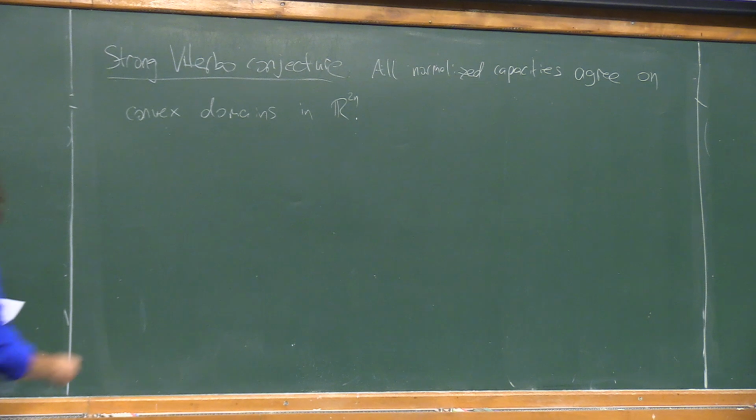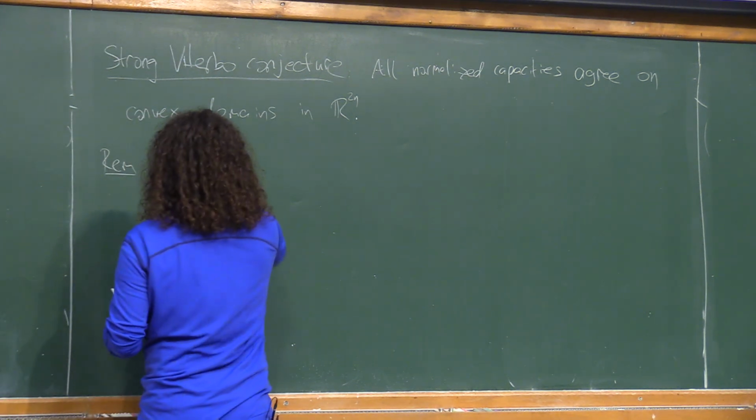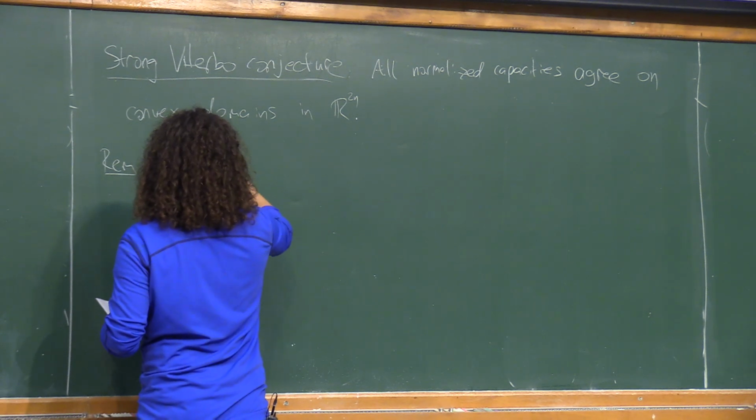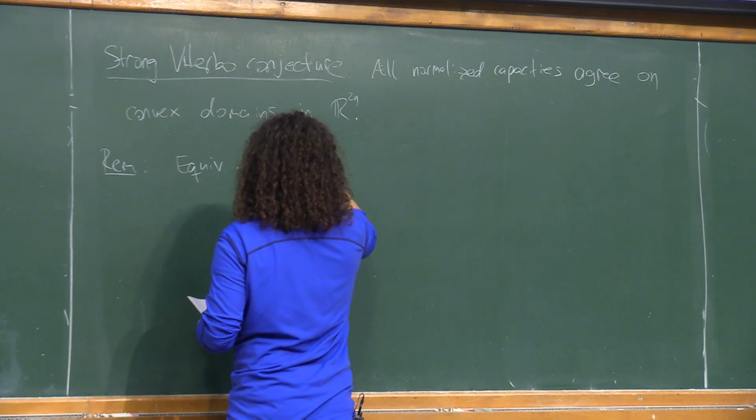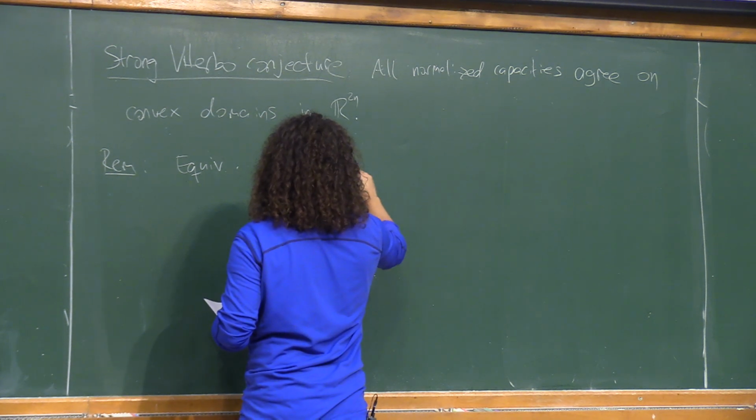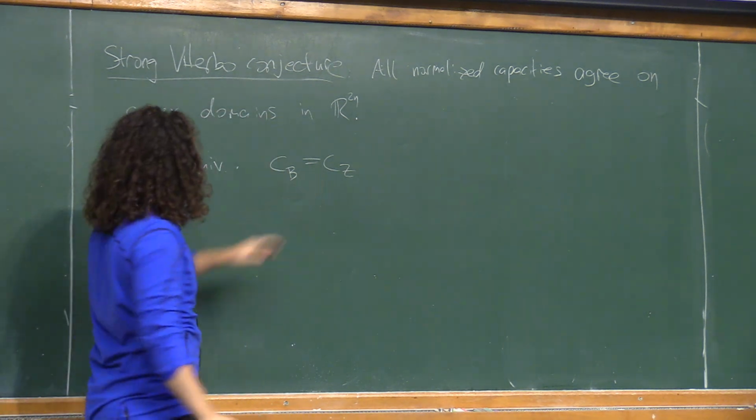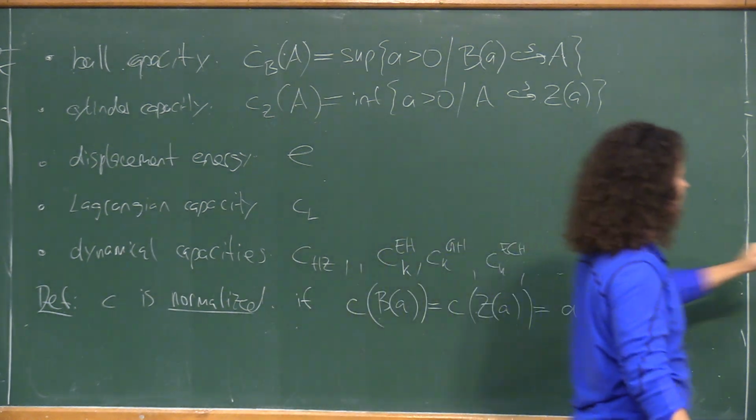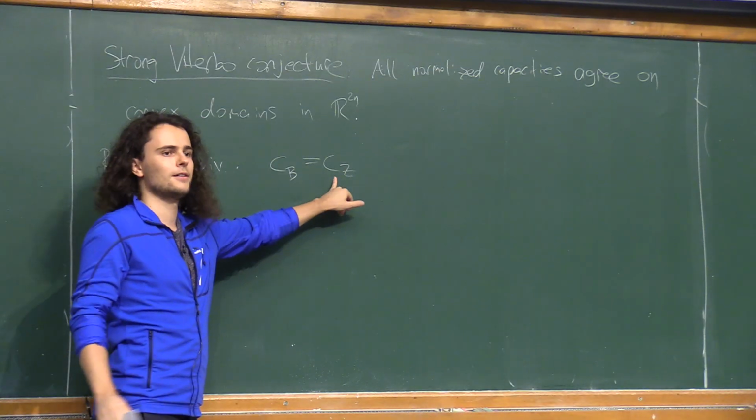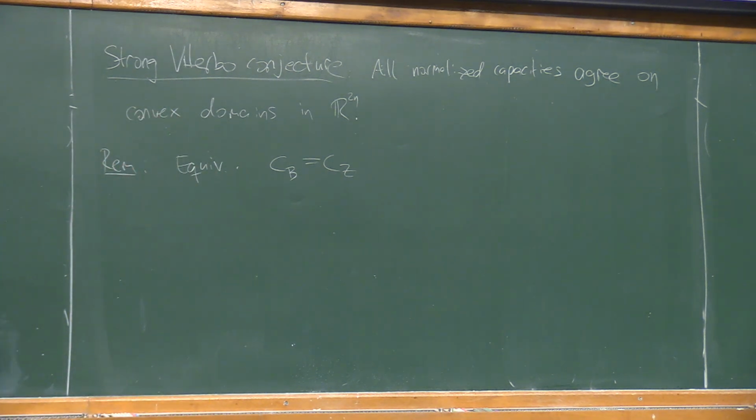So let me remark that actually this conjecture is equivalent to just requiring that the ball capacity is equal to the cylinder capacity on all convex domains. So the reason is that any other normalized capacity, essentially almost by definition, is kind of squeezed between these two anyway. And so if these two agree, then all of them have to agree. Right, so that's this conjecture.